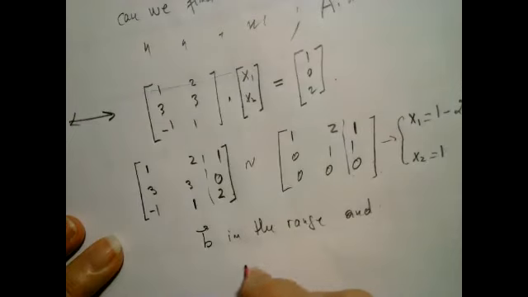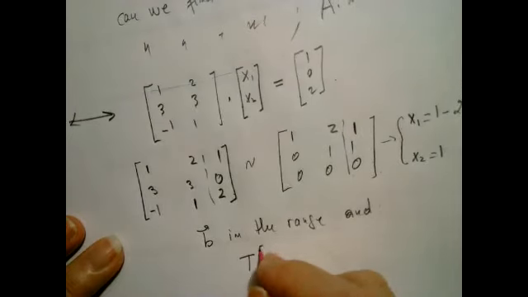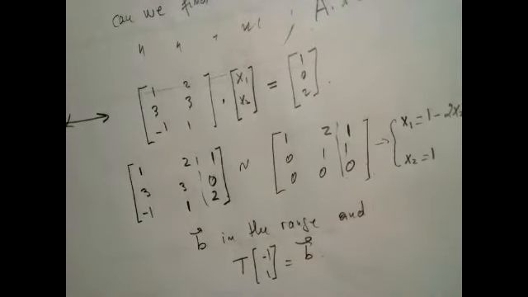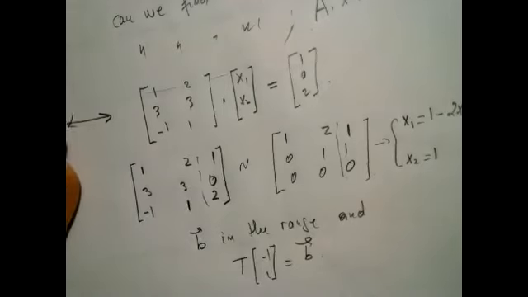It's in the range, and it's the image of which vector? T of (-1, 1) will give me the vector B. That's really what it means to be in the range. It means, you know, can you find something which is mapped into it? So that's the idea of the range. Right.